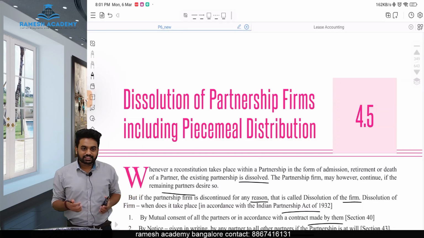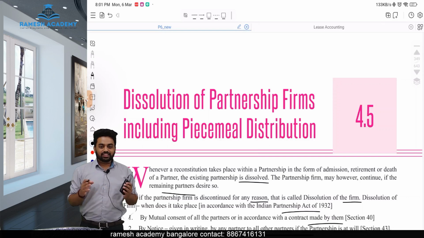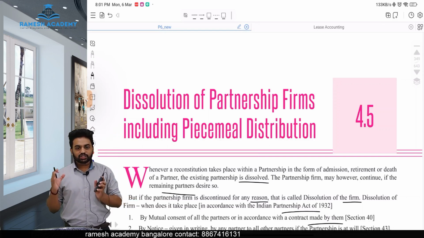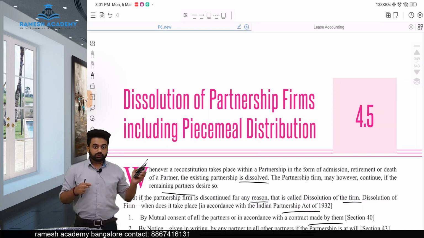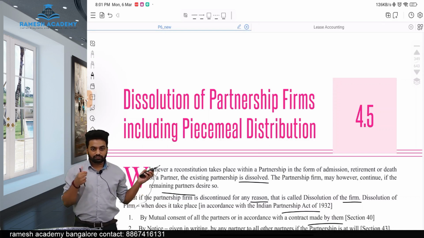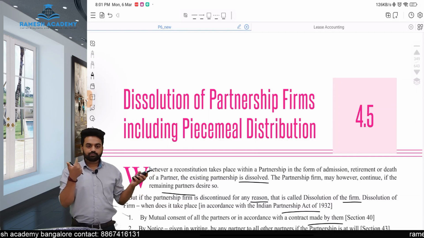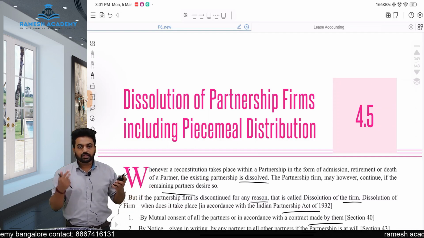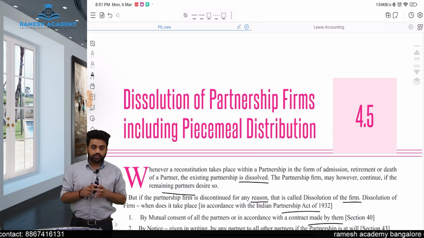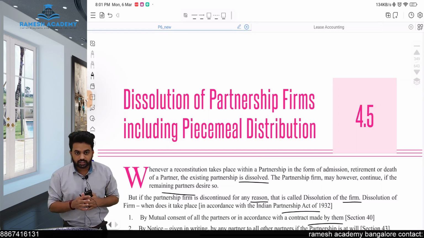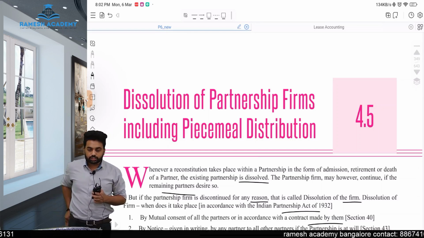So yes, now we are starting with revision of dissolution of partnership including a piecemeal distribution. So far we have done a revision of admission, retirement, death of a partner as well as a JLP adjustment. So now we are going to start with revision of dissolution of a partnership firm including a piecemeal distribution.